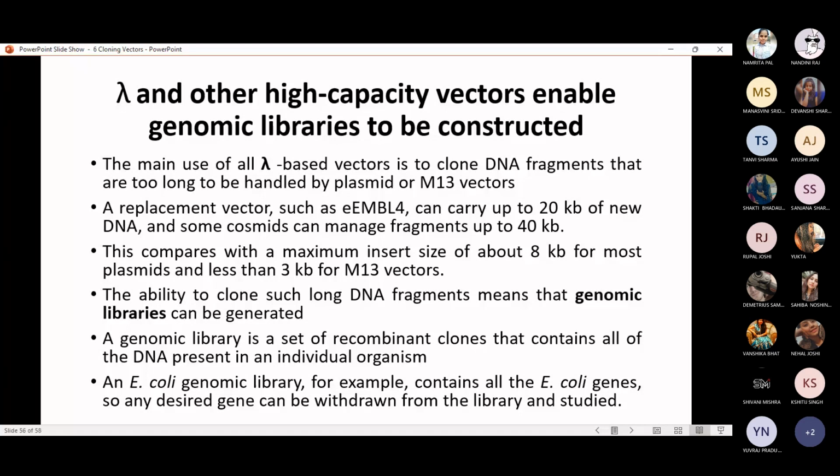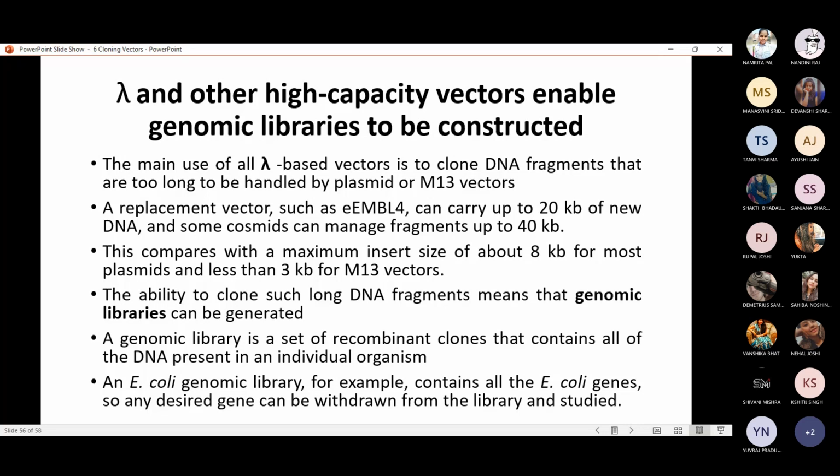This ability to clone such long fragments means you can generate a genomic library. As in a library, which has a number of books in stacks, you can locate them by section and type of book. Here also we are generating our library. Genomic means it refers to DNA fragments; here you have fragmented your genome and put it into a stack. Whatever portion of your genome you need, you can visit that library and take out the gene of interest that you need.